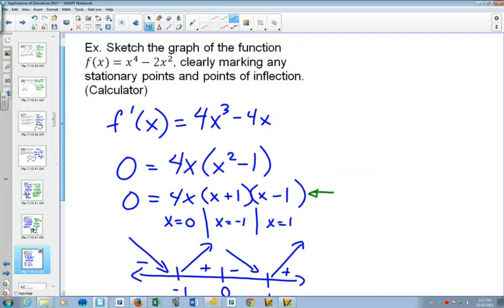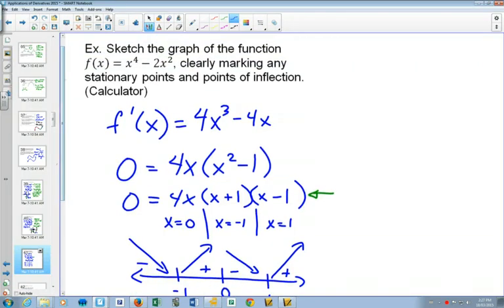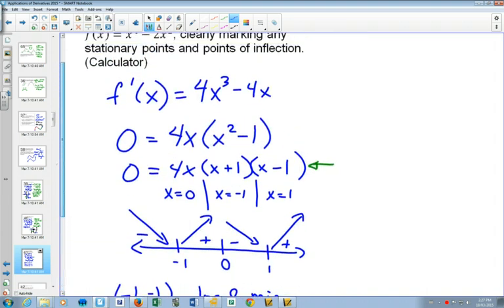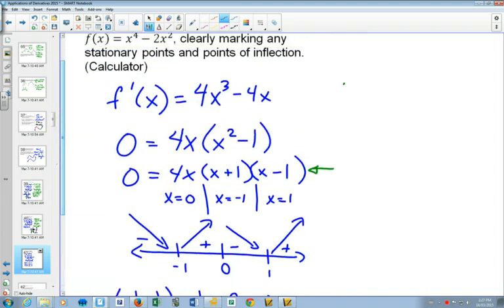Plugging these values back into our original equation, we wouldn't need a calculator for. So we're going to get 1 minus 2 for both of those ones, and plugging in 0, you get 0, 0. I'm going to move back up and look at my second derivative now.